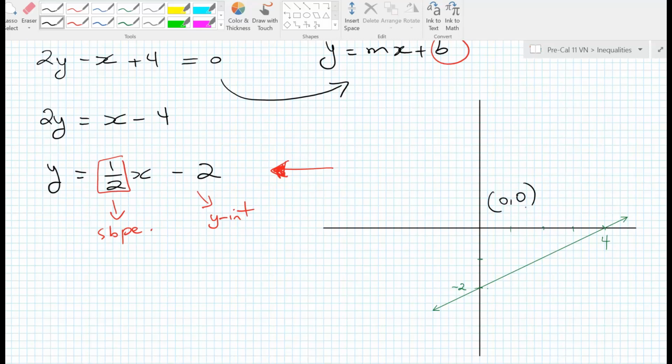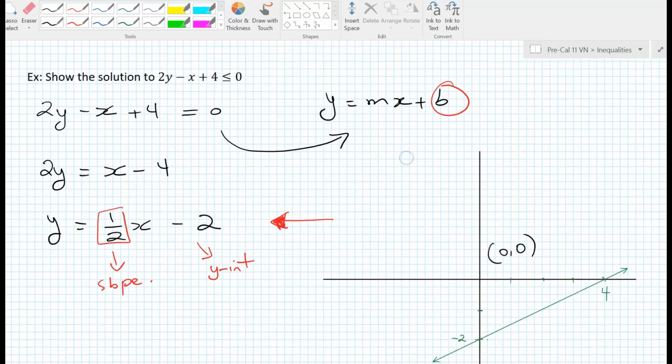So let's test that, and you don't always have to write it down. We're going to check that in the original inequality. So we're going to test that in there. 2 times 0 minus 0 plus 4. Is that less than or equal to 0? Now remember, this is less than or equal to.